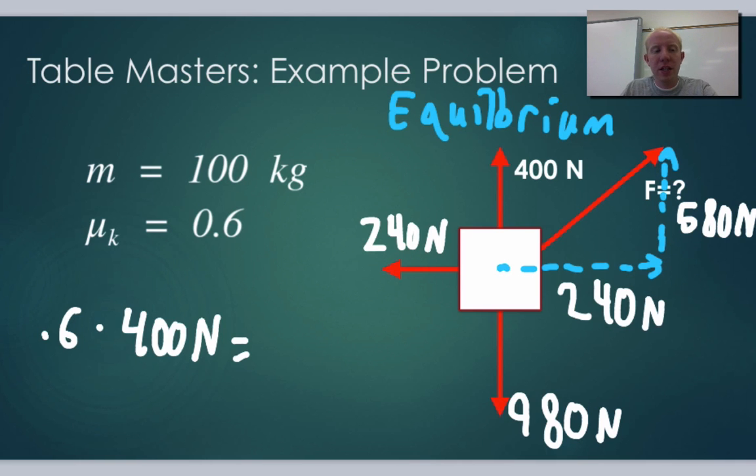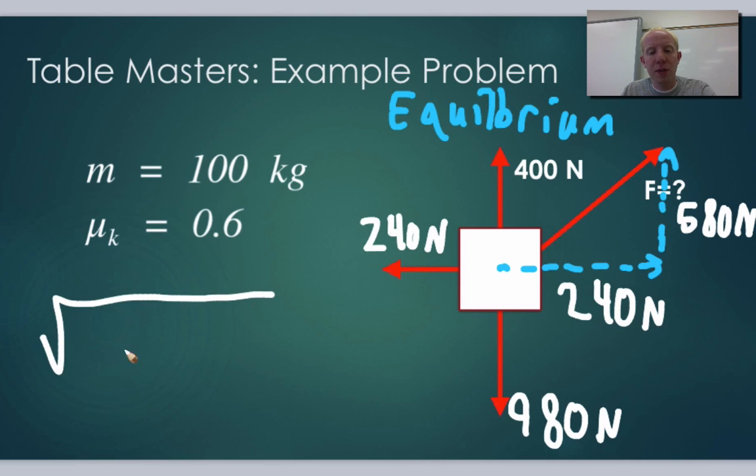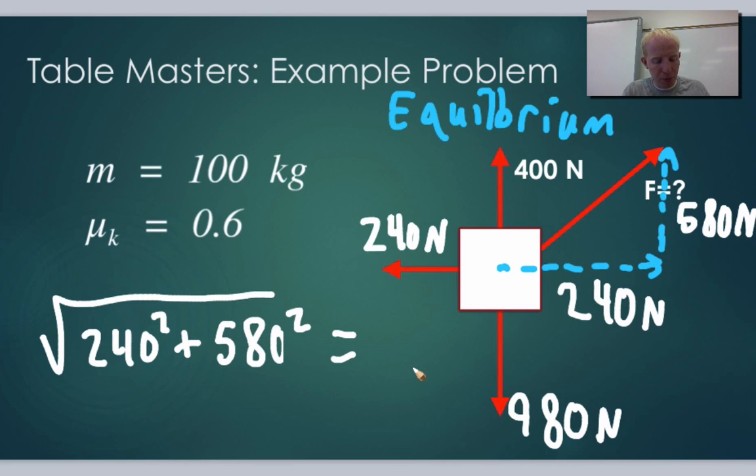So to find the total force, we now have the two components. We have 580 newtons going in the y direction and 240 newtons going in the x direction. So we're just going to plug it into the Pythagorean theorem. So 240 newtons squared plus 580 newtons squared, all square rooted. You put that in your calculator. You should get that the net force for this problem, or the total force for this applied force, is 628 newtons.